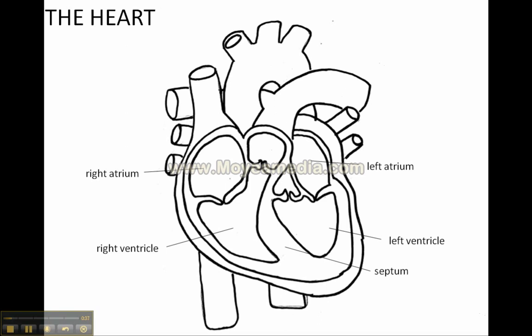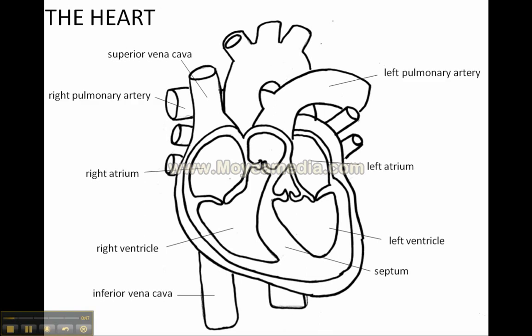The right side of the heart receives blood from the superior vena cava and the inferior vena cava and pumps blood into the pulmonary circuit via the pulmonary arteries.